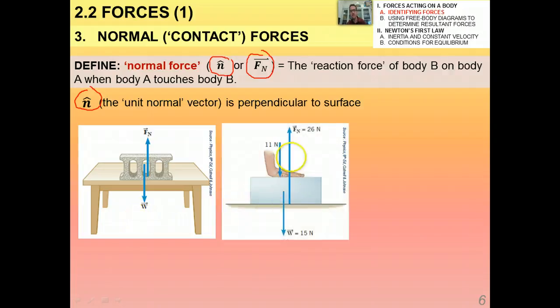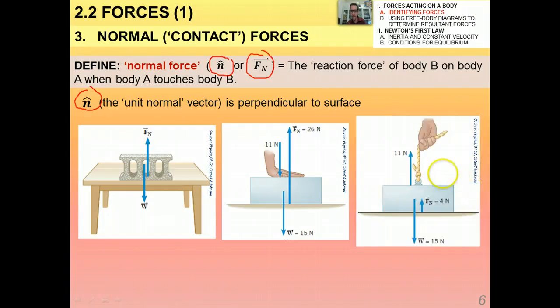The magnitude of F sub n here equals the magnitude of the weight in this case. Now, if I were to push down on the cinder block with 11 newtons and its weight is 15 newtons, that means that the normal force actually increases to 26 newtons because the net force downwards is now 26 newtons. And again, the cinder block is not moving. Its change in velocity is 0.